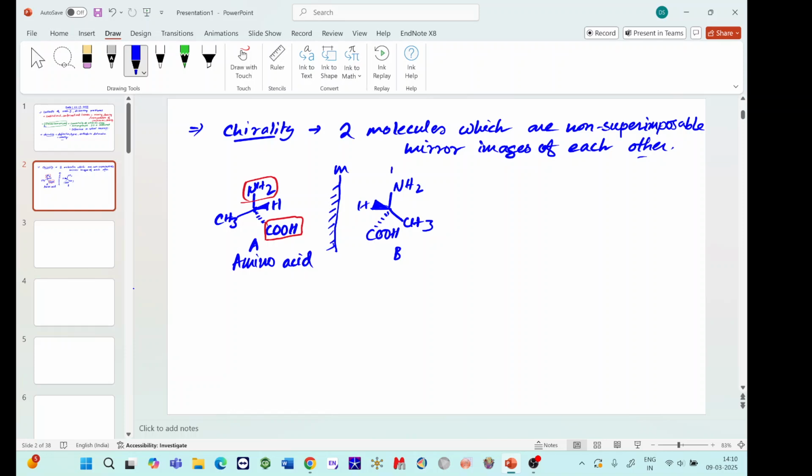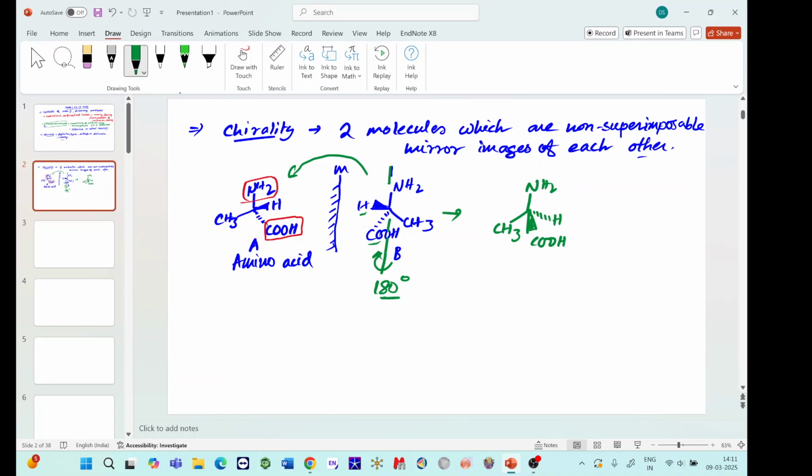Now let's say you have a vertical axis through this, and you rotate it 180 degrees. What should you expect? It will be superimposed onto the earlier structure. If you do it, you will get NH2, then your CH3 will come here, right? Then this hydrogen proton will go backside, and this COOH will come to the front. Just try to visualize it in your mind.